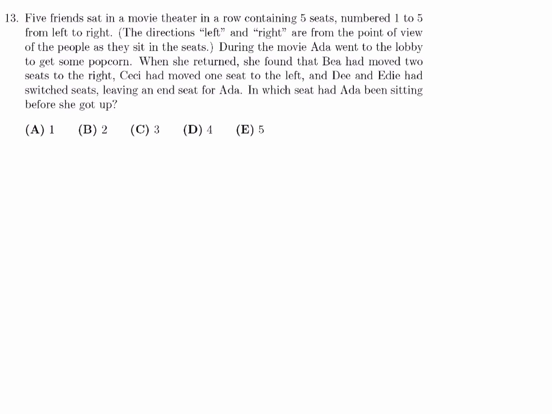All right, so this is one of those questions you just got to play around with. I'll just call them A, B, C, D, and E, the 5 friends. Initially, I have no idea what order they're in, but I do know that after Ada gets up and gets the popcorn, the seats are as follows.